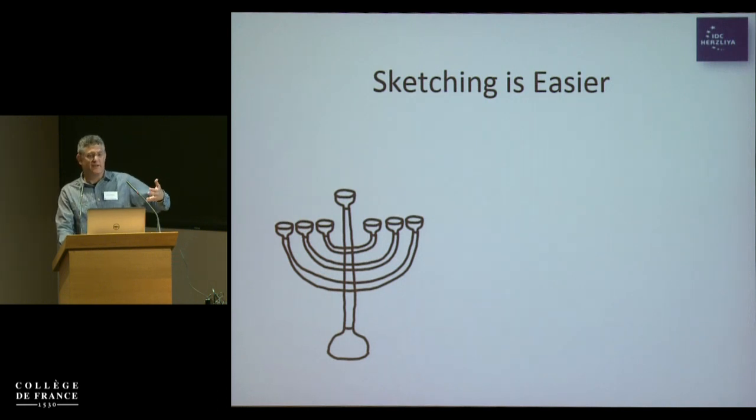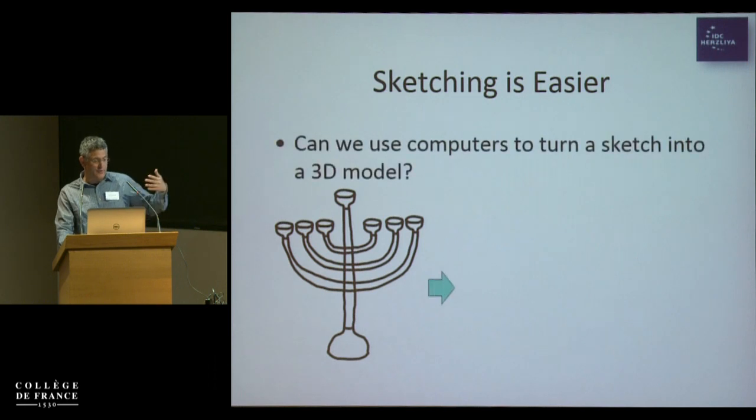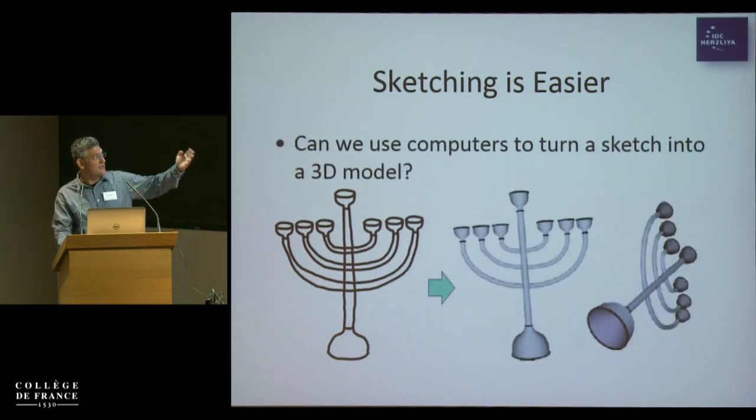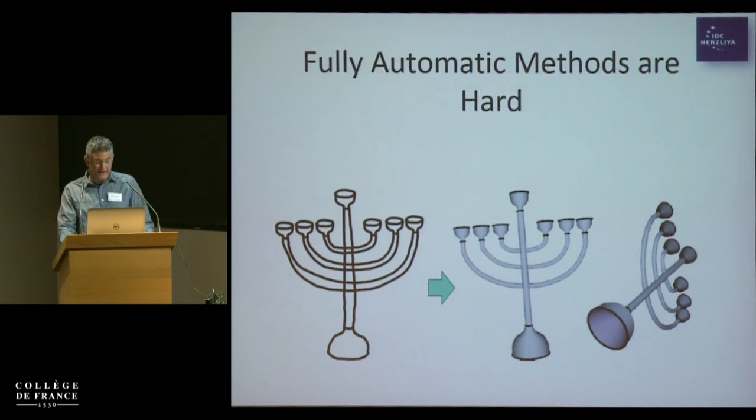And then the question is, can computers help us to convert this type of sketch to a 3D model, right? And yet again, doing this fully automatically, basically taking the sketch and creating a program that will automatically create the three-dimensional model is difficult. It involves perception.